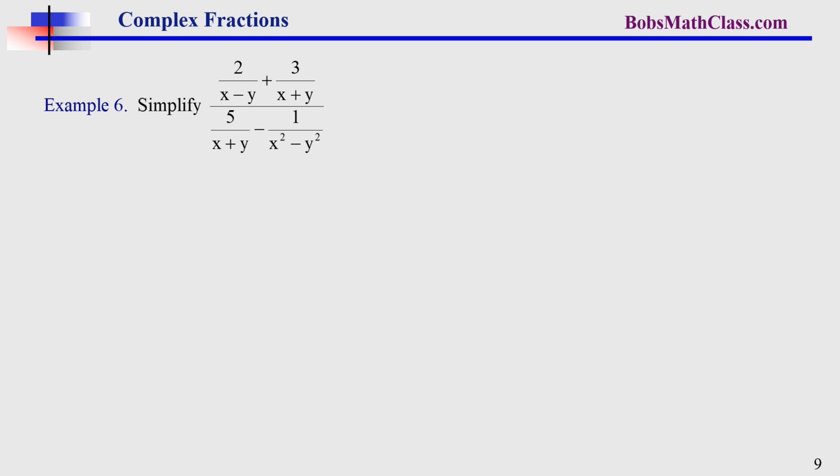Okay, this one has 4 fractions. To find the LCD, all the denominators must be factored first. So that's our first step. That bottom fraction on the right, that needs to be factored. It's a difference of 2 squares, x squared minus y squared, so what does that factor to? Yes, it factors to x plus y, x minus y.